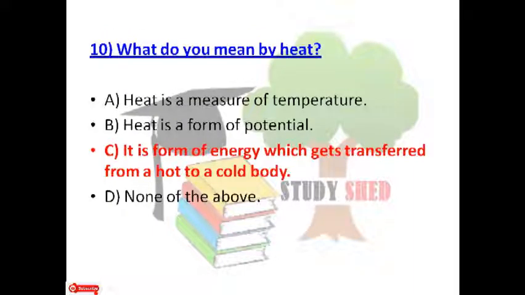Heat is a measure of temperature. Heat is a form of potential. These both are wrong. So the correct answer is it is a form of energy which gets transferred from a hot to a cold body. So this is basically the definition which I had provided you in my previous module. If you had seen that video, you will surely get this answer correct.